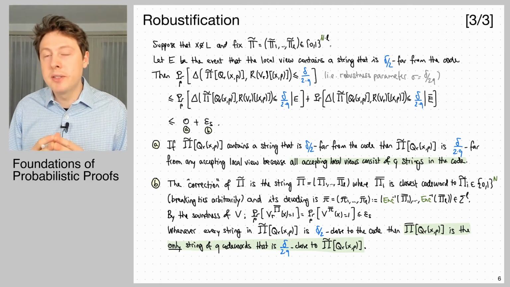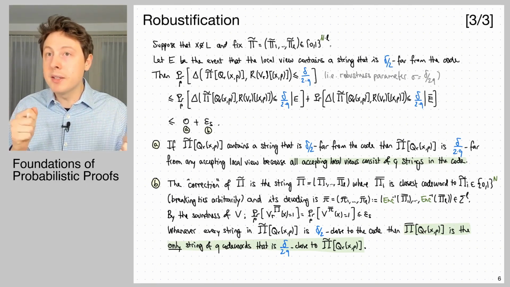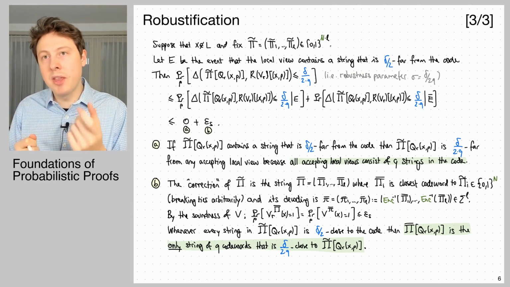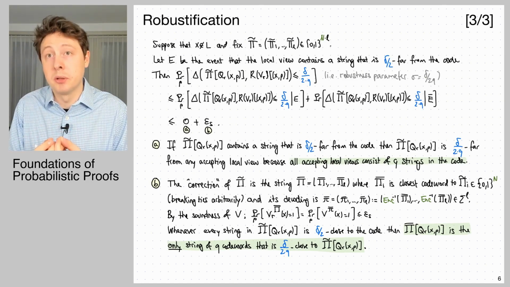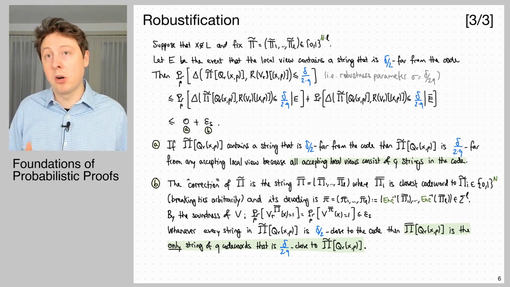Remember, what is a code? It is a bunch of code words that are at least delta away from one another. If pairwise every two code words are at least delta away, it means that if you are within delta over 2 of some code word, that code word is the only thing that is closest to you. That's why this is called unique decoding, because you can be decoded to a unique code word. Okay.